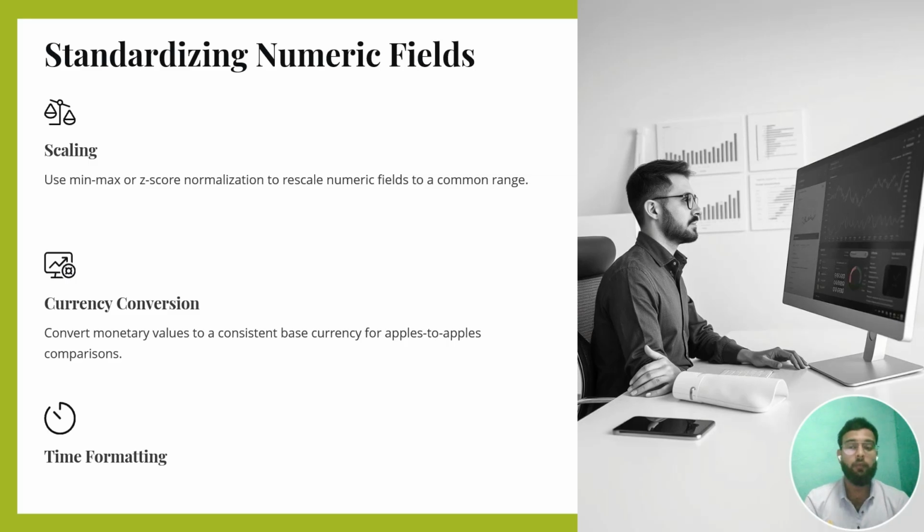Thirdly, we have time formatting. In this, we ensure date and time fields use a standardized format. For example, for the date, firstly we'll write the year, means YYYY, four times Y for the year, then a dash, then the month, then a dash, then the date.